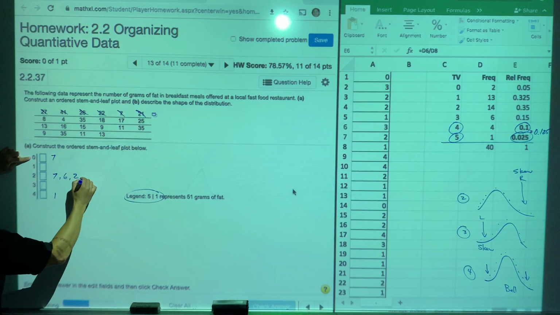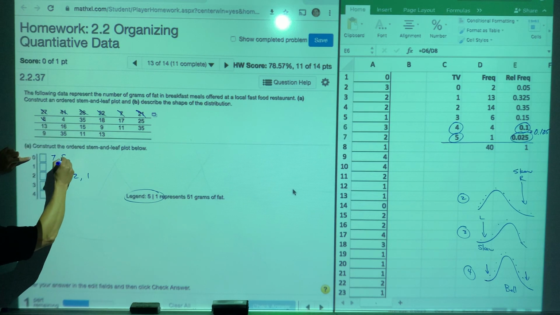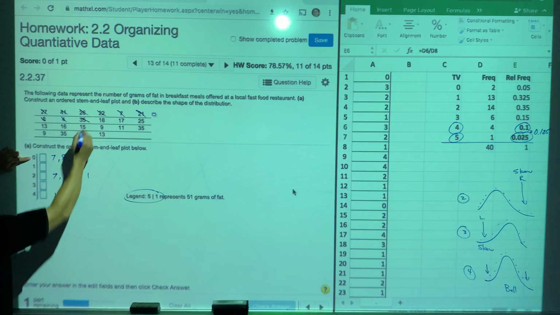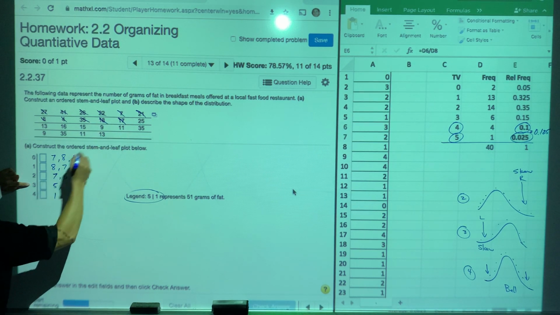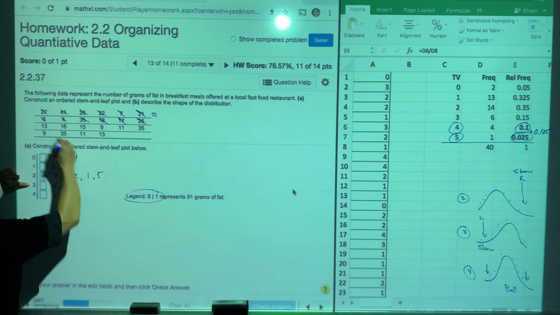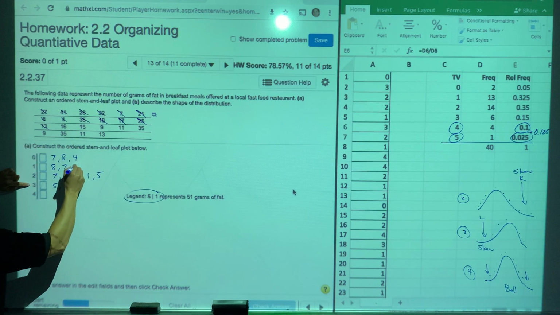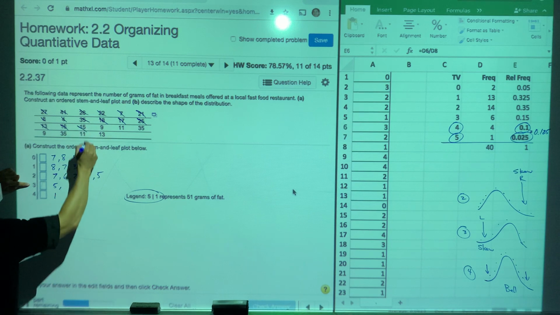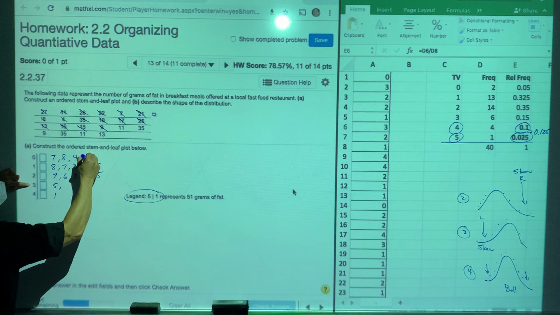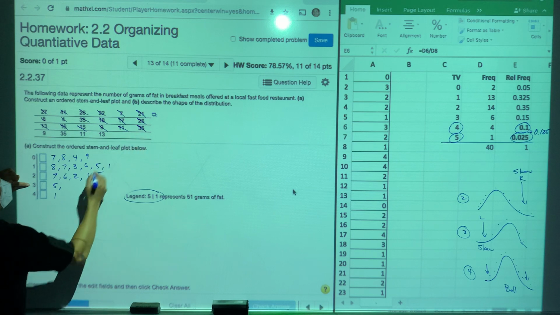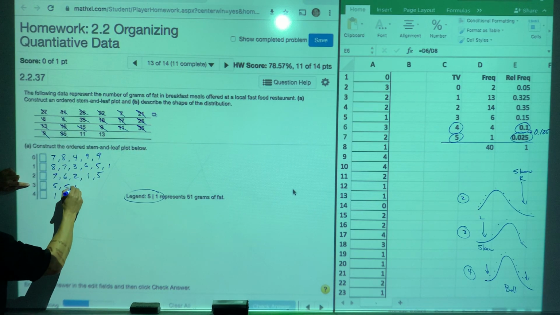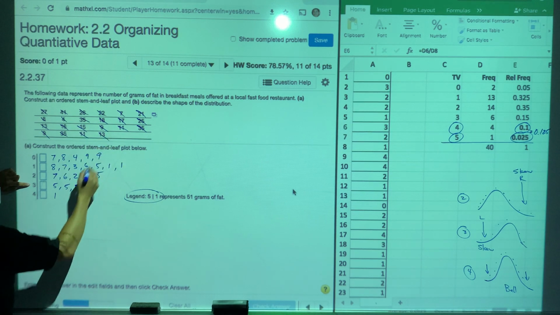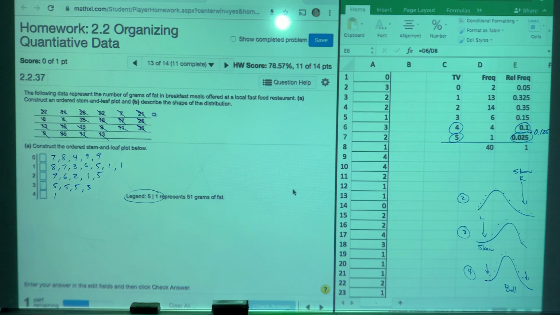21, here, 8. Here, 4, 35, 18, 17, 25, 13, there it is, 16, 15, 9, 11, 35, 9, 35, 11, 13. Okay, now, this is not how you would enter it.